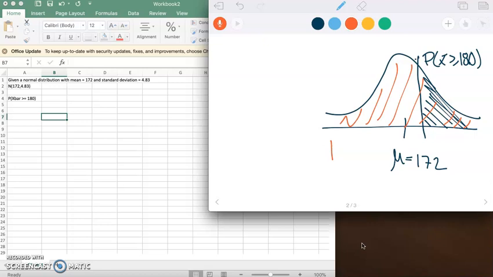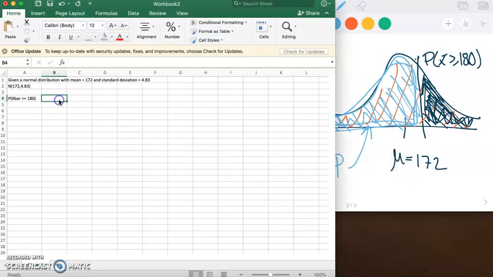So, this function gives us this area over here, but we need this area over here. We would find that by finding this area in blue and then saying 1 minus the probability of that area in blue. When we do this in Excel with the norm.dist function, it gives us this probability over here, and then we need to subtract that from 1.